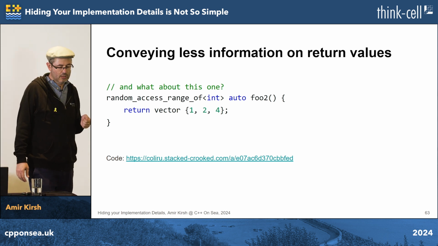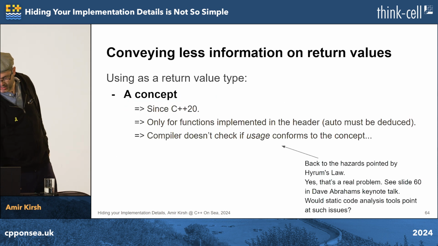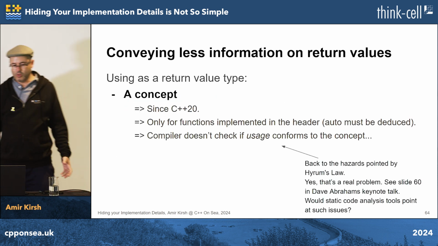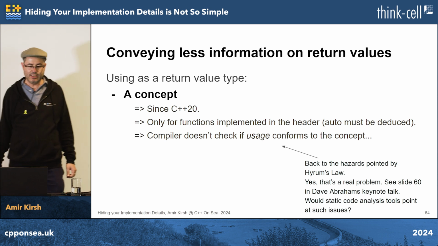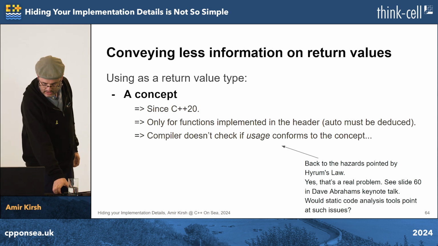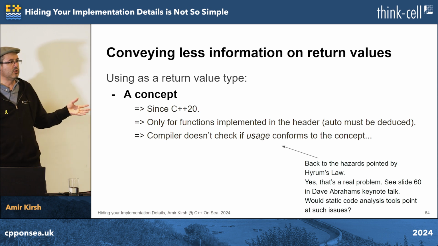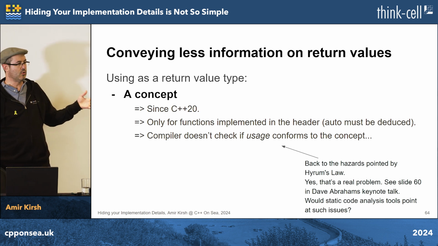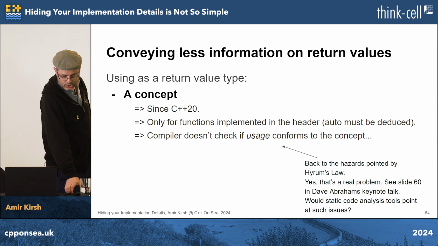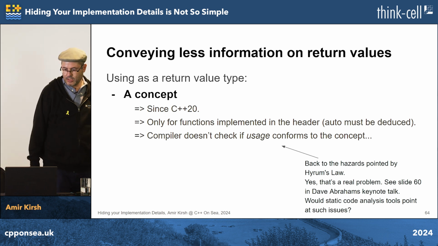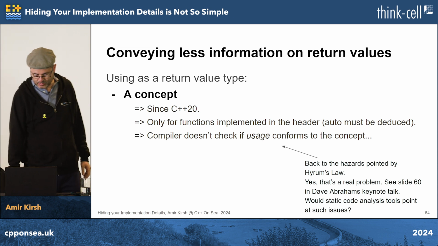So if you are concerned about that, go with a wrapper or interface, which goes back to using a concept as a return value. First, it is since C++20. It is only on functions implemented in the header because it is auto, so it should be auto-deduced. The compiler needs to deduce it, so the implementation should come with the signature, and the compiler doesn't check the usage. Slide 60 in Dave Abrahams' talk. I added that this morning.